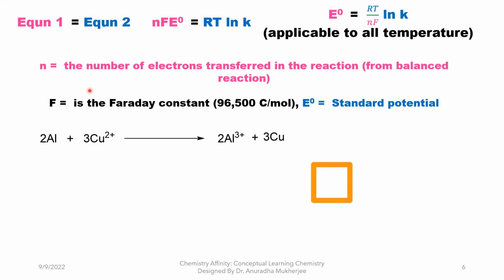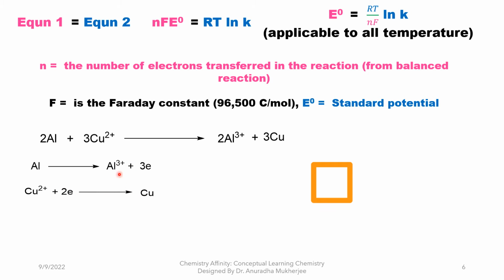Now how to find out N? Here I have taken one example. This is the reaction taking place: aluminium plus copper 2+ gives aluminium 3+ plus copper. From this reaction we have to find the two half reactions, one is the oxidation reaction and the other is the reduction reaction. In the oxidation, aluminium is oxidized to aluminium 3+ plus 3 electrons, and copper 2+ undergoes reduction, so copper 2+ accepts 2 electrons and gives copper.